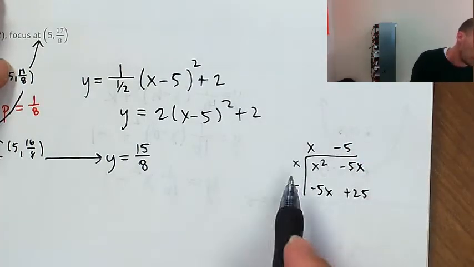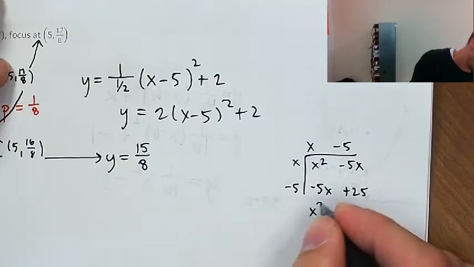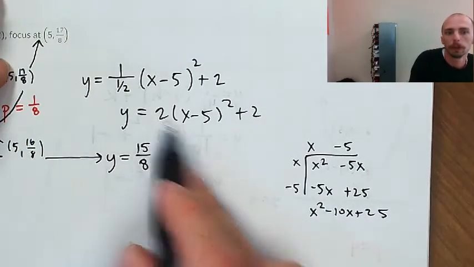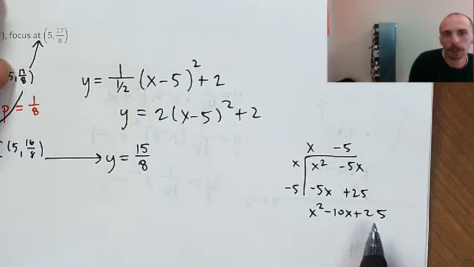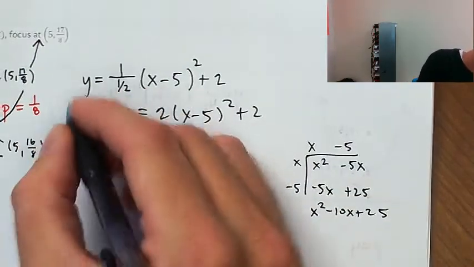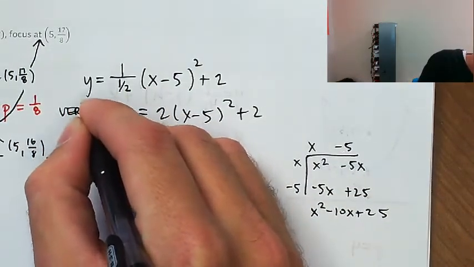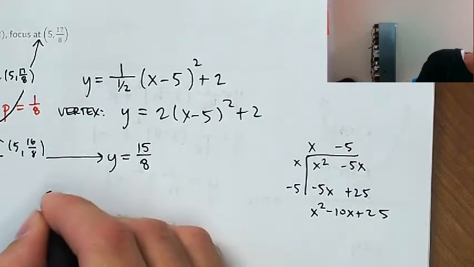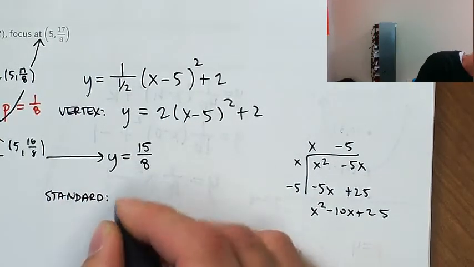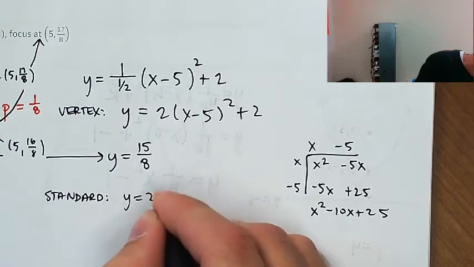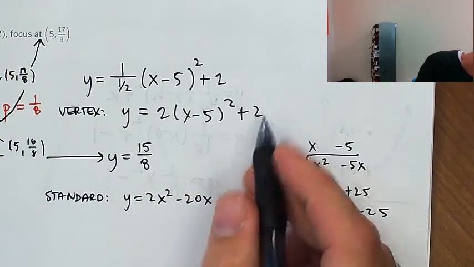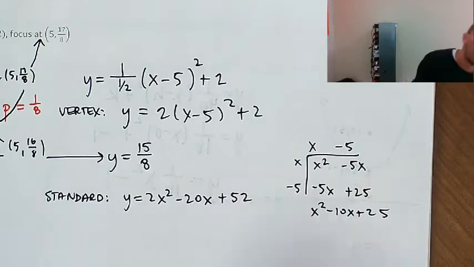Okay. So I'm going to add all of these together, and that would be x squared minus 10x plus 25. But then I'm going to have to double it. So it's going to be 2x squared, negative 20x, and positive 50, and then plus 2. Okay, so my standard form is going to be y equals 2x squared minus 20x plus 50 plus 2, which is going to be plus 52.